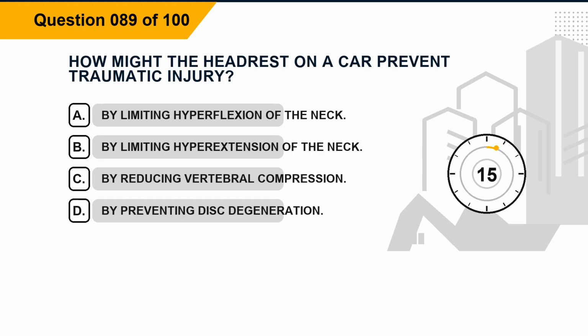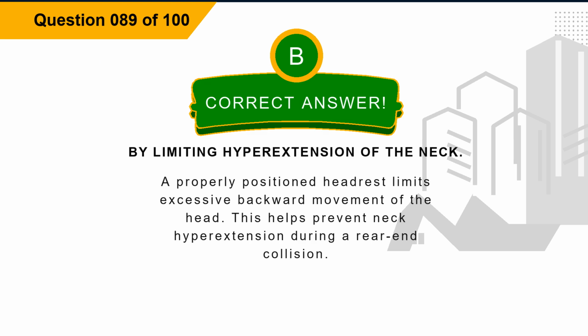Question 89. How might the headrest on a car prevent traumatic injury? Option A, by limiting hyperflexion of the neck. Option B, by limiting hyperextension of the neck. Option C, by reducing vertebral compression. Option D, by preventing disc degeneration. The correct answer is option B, by limiting hyperextension of the neck. Explanation. A properly positioned headrest limits excessive backward movement of the head. This helps prevent neck hyperextension during a rear-end collision.